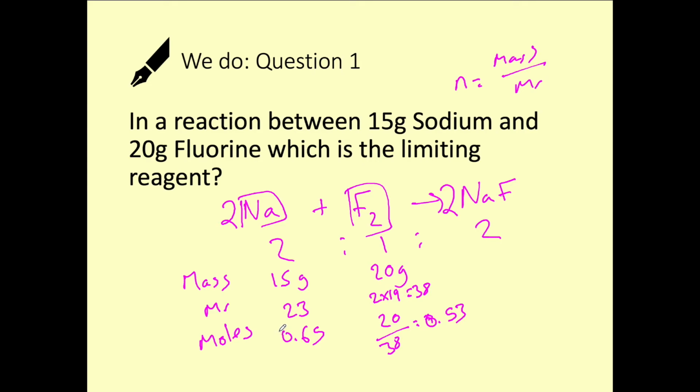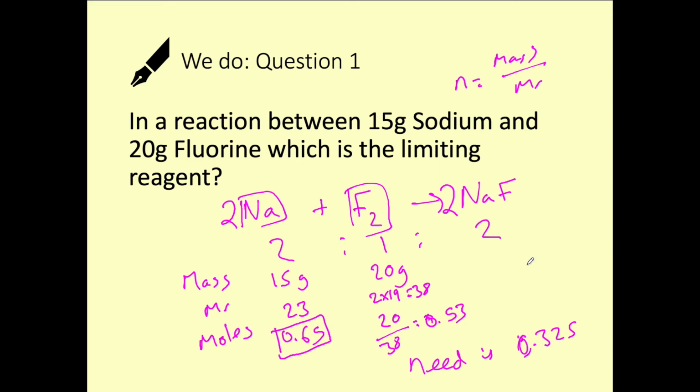So again, if we pick one of our substances, I'm just going for the first one in our equation, it doesn't matter which one you choose so long as you're doing the same thought process. So with this 0.65 moles, how many moles of fluorine would we need in order to react exactly with it? It's a 2-to-1 ratio, so we would need half the amount of sodium in order for that to react exactly, and so what we need is 0.325 moles.